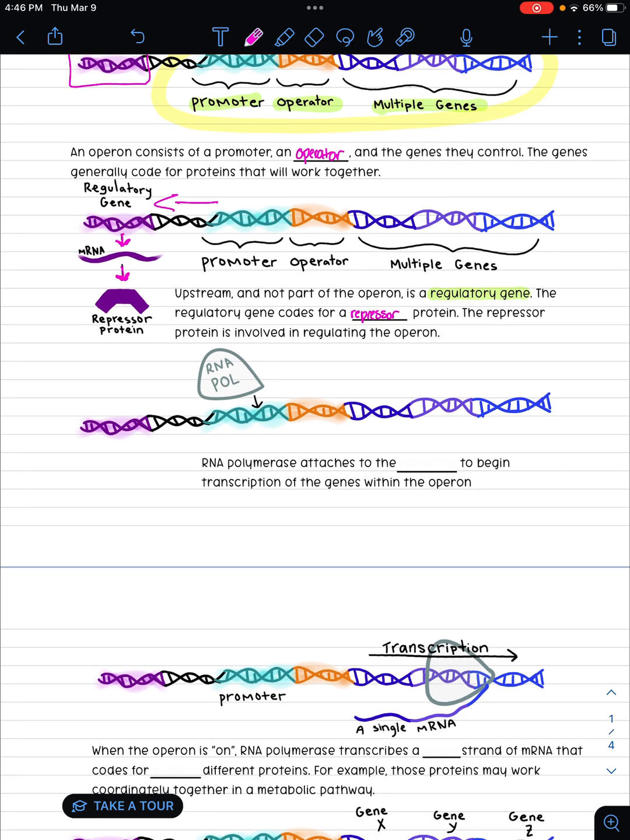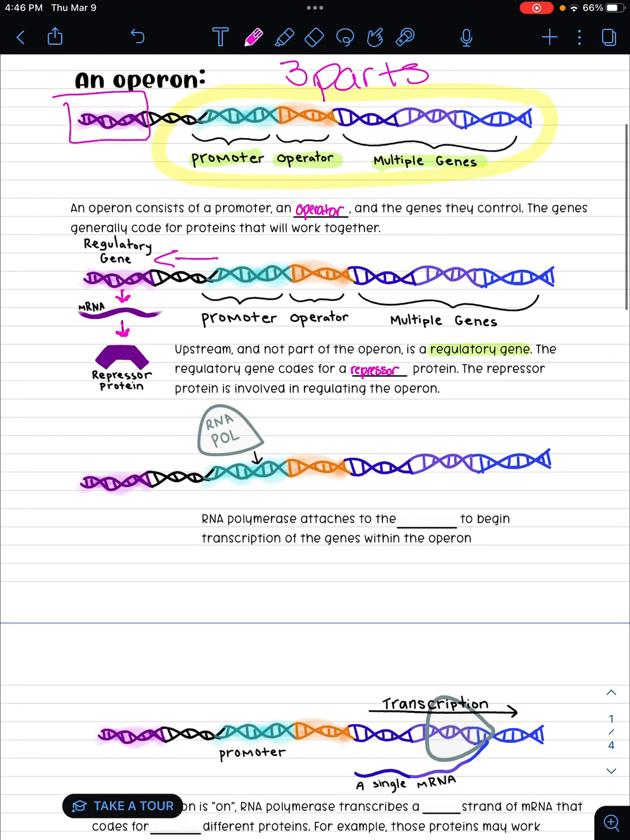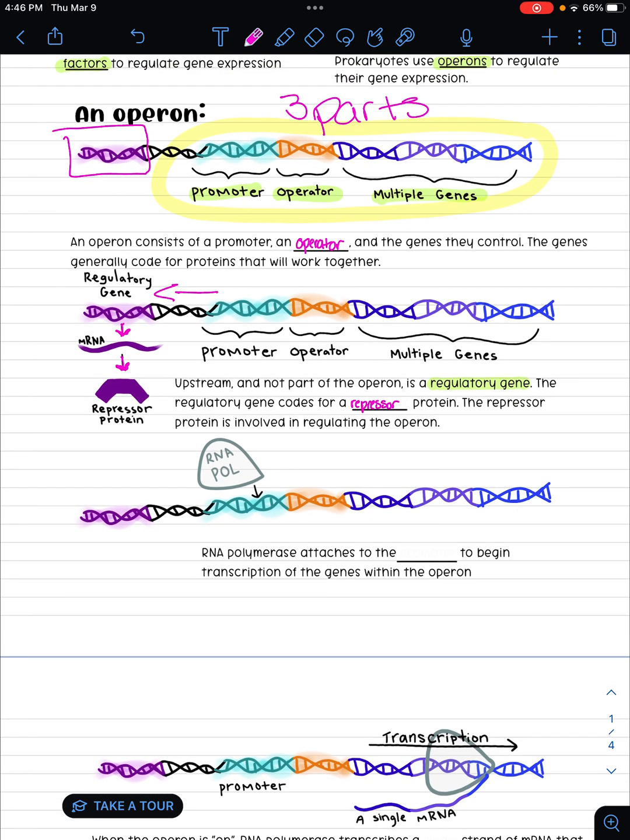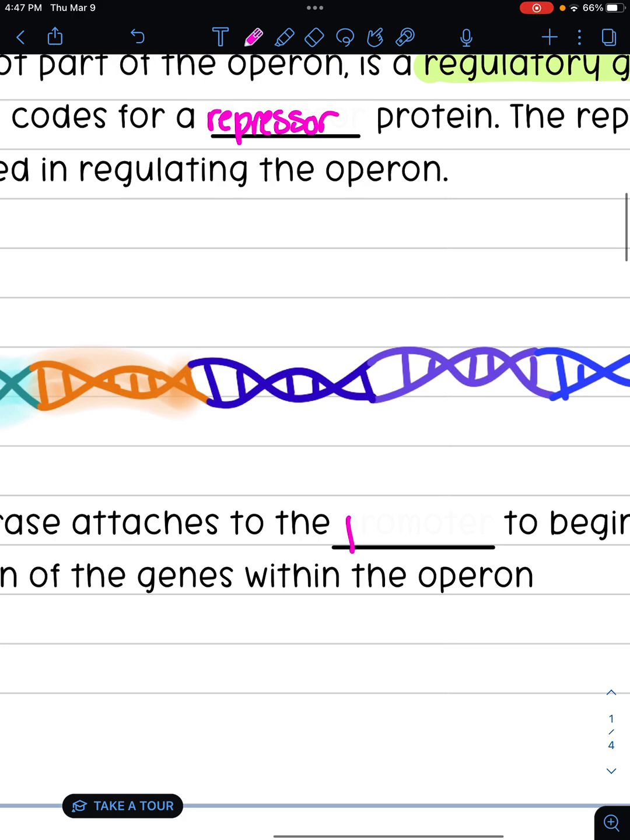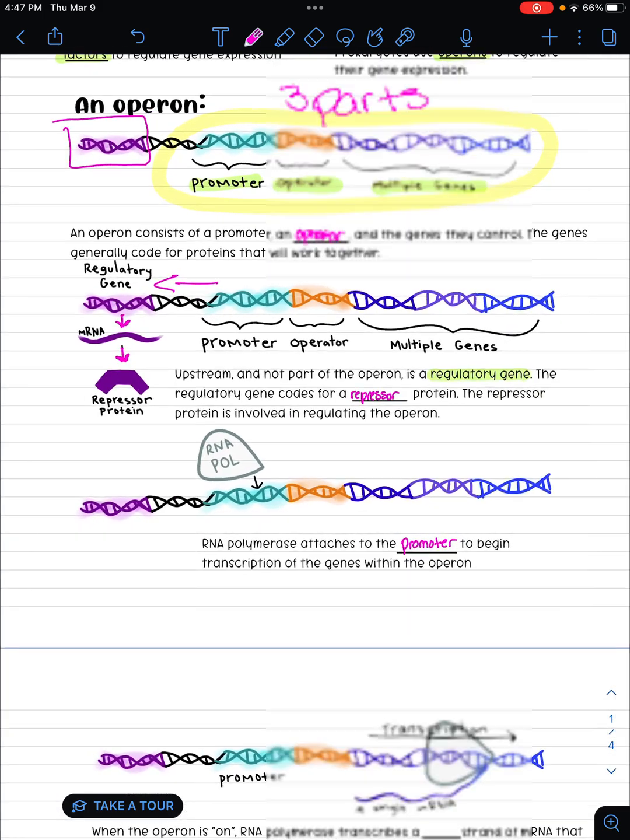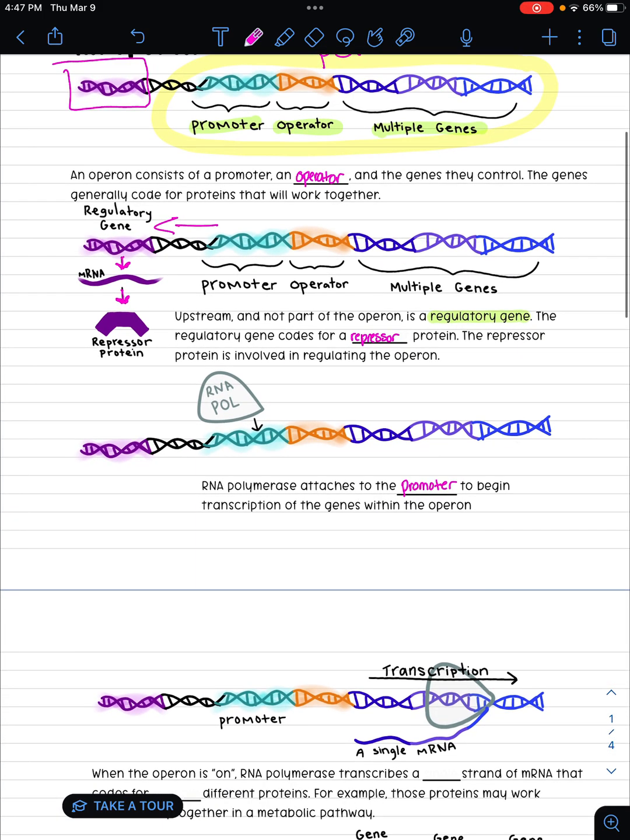It says the RNA polymerase attaches to the blank to begin transcription of the genes within the operon. So this is all color-coded. If we look back up here, we can look at this diagram of the operon and see that the seafoam green color is the promoter, okay? The RNA polymerase binds to, or attaches to, the promoter. This is how transcription happens of these structural genes at the end. Okay, all those purple colors or blue colors at the end.